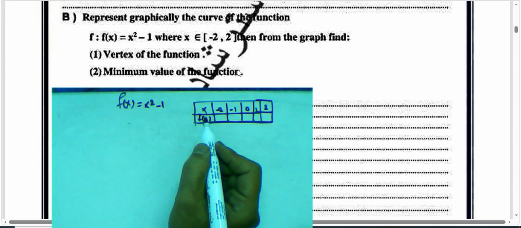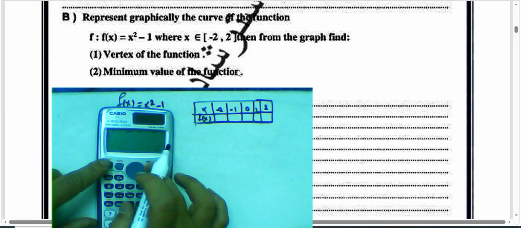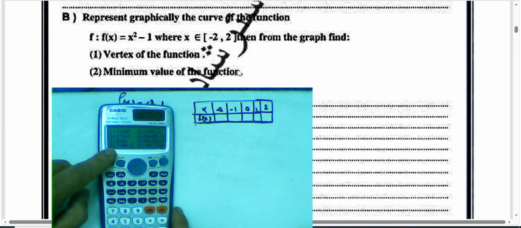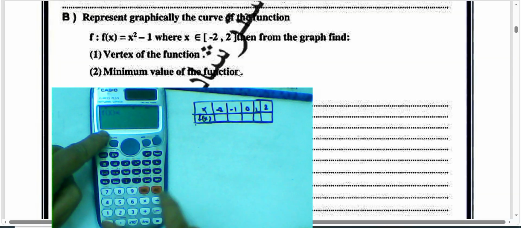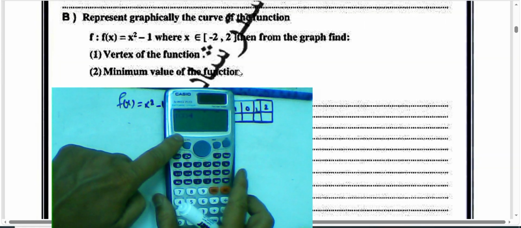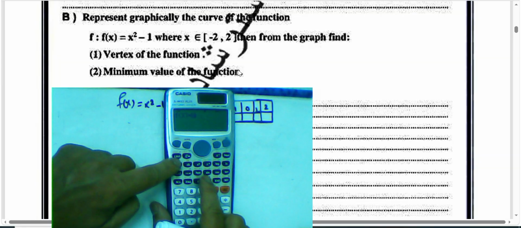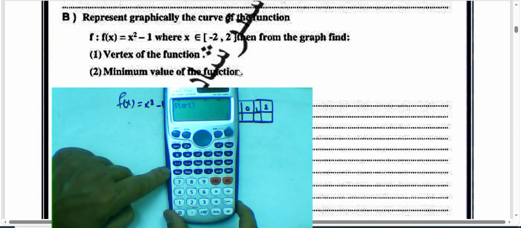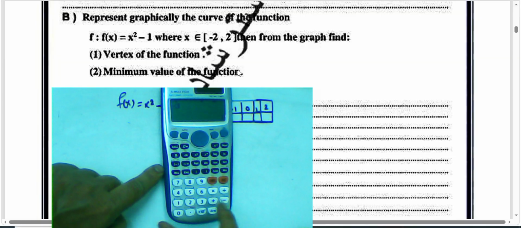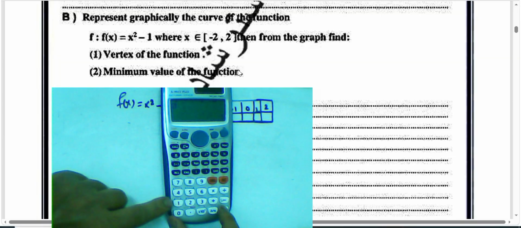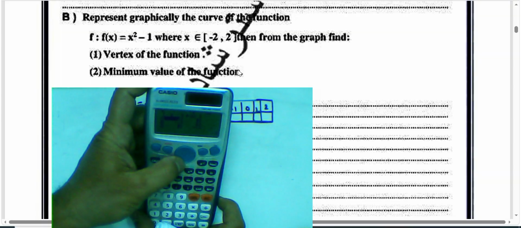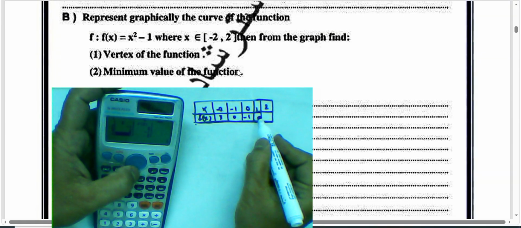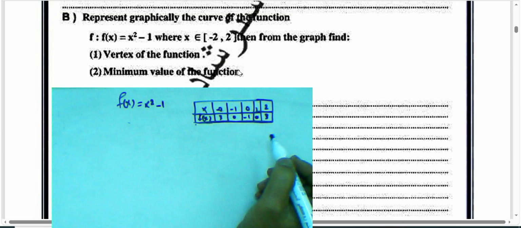Put here negative 2. You can use the calculator, choose the mode and open the table, which is number 7. Choose number 7 and then write the function x power 2 minus 1, and write equal. Then it asks you to start from what? Start from negative 2, write equal, and the end is 2, and it will draw the table here: negative 2 with 3, and 0, negative 1, 0 and 3.